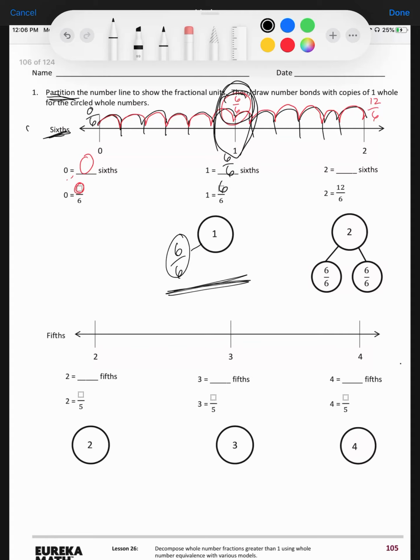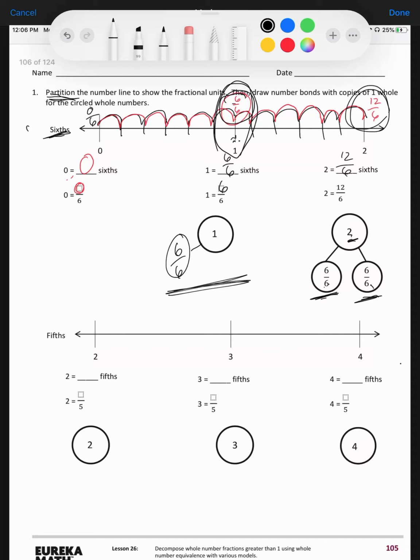So 2 is equal to how many sixths? We figured that out up here. So 2 is equal to 12 sixths. And if you look, we have broken it down because the whole number is 2. This is one whole on the number line. 6 sixths is equal to one whole, and this is one whole. So we have one whole and one whole, which equals 2.